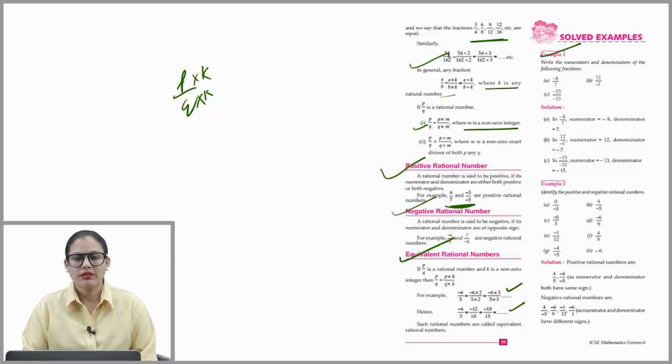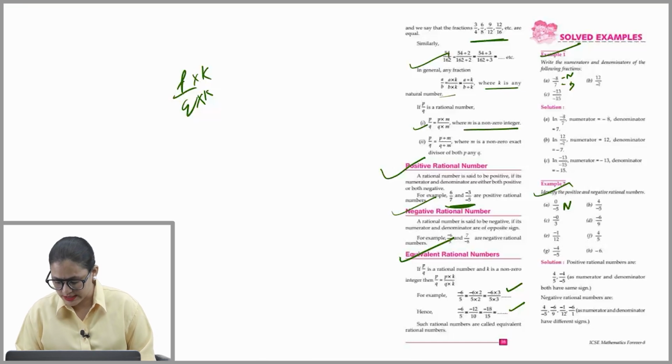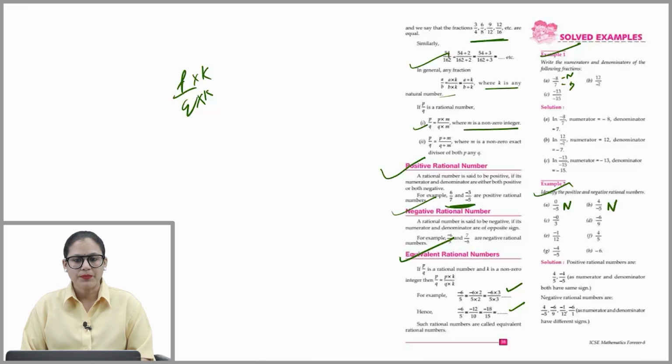Let's do example 1. Write the numerator and denominator of the following fractions. This is numerator and this is denominator. And number 2, identify the positive or negative rational numbers. See, first one is a negative rational number, this is also a negative rational number.